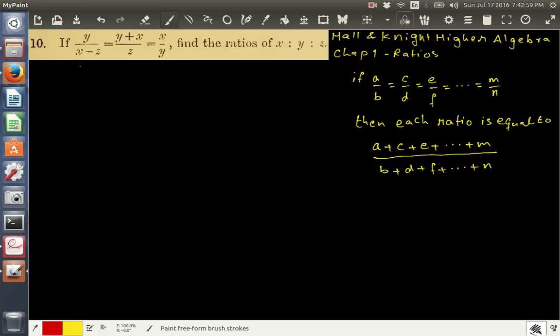Now, let us label each of these ratios. Suppose we call this first ratio with label 1. We'll call this ratio 2 and the last ratio as 3.